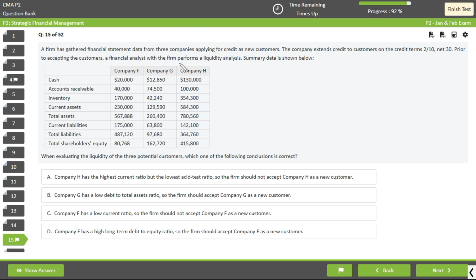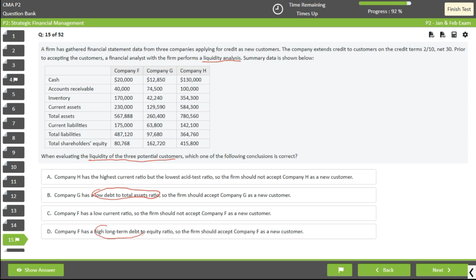A financial analyst with the firm performs a liquidity analysis. Summary of the data is shown below. When evaluating the liquidity of the three potential customers, which one of the following conclusions is correct? We see low debt to total assets is given, but we are not going to calculate it because this is liquidity analysis.